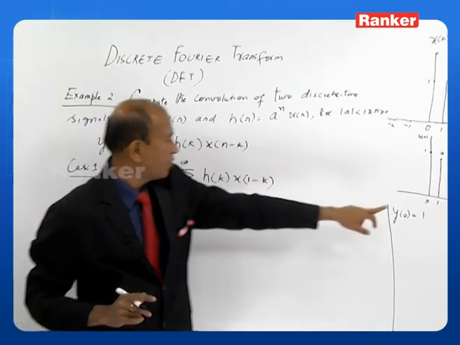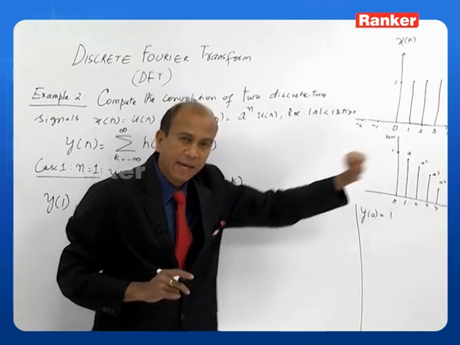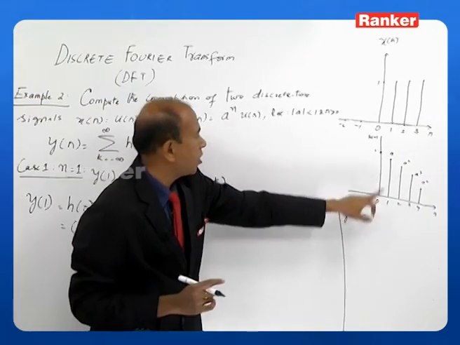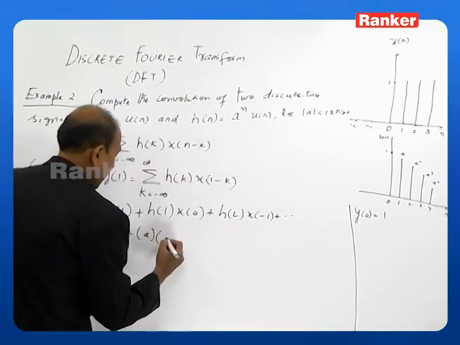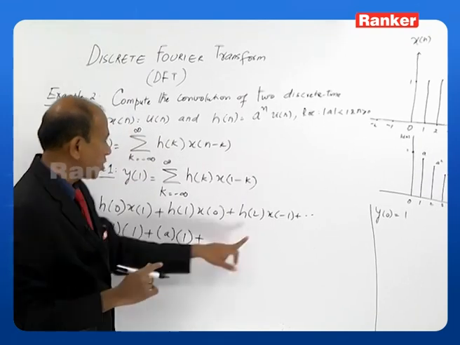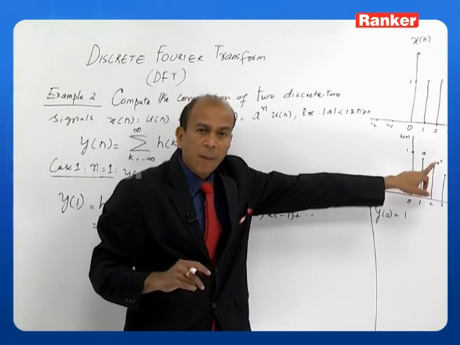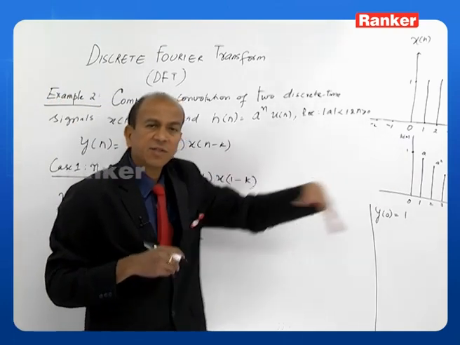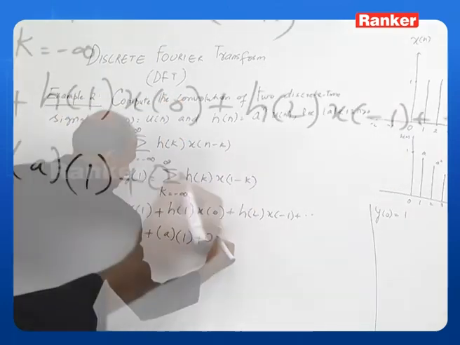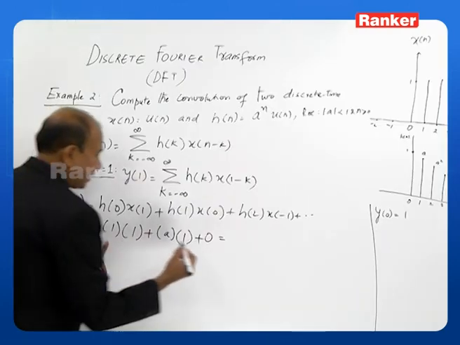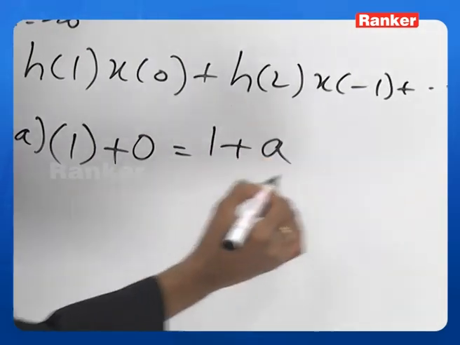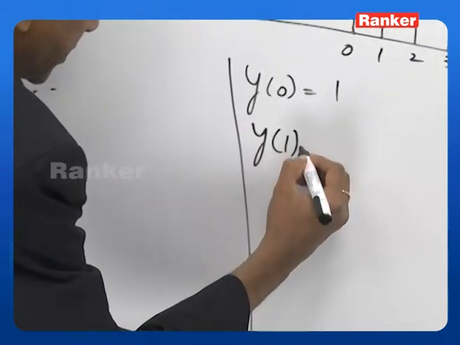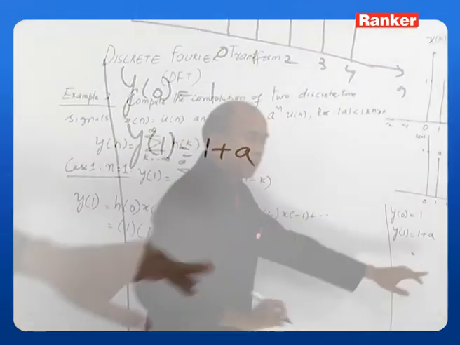plus what is h of 1 for us here? h of 1 is a here. So, let us put a here, and x of 0 is how much? 1 here, and so on. But h of 2 is how much here? a square, but that is getting multiplied by x of minus 1. x of minus 1 does not exist, that will be 0. So, let us put 0. So, if you see here, this will be 1 plus a. So, let us write down here y of 1 is equal to 1 plus a.